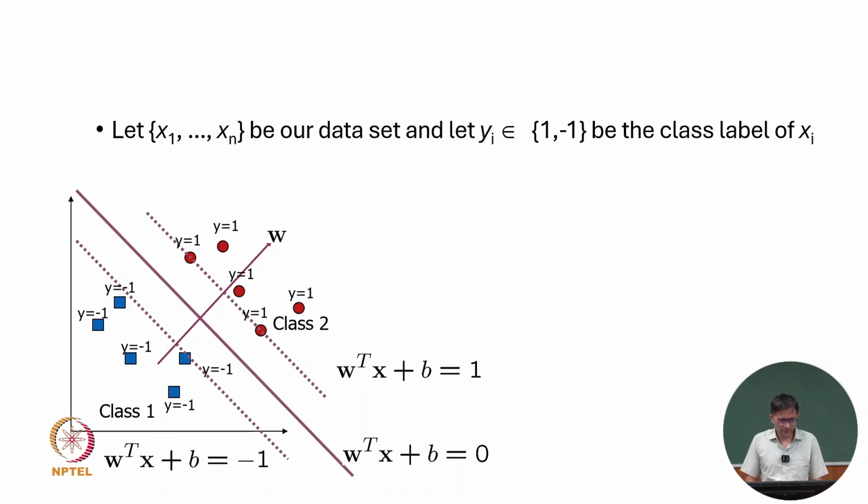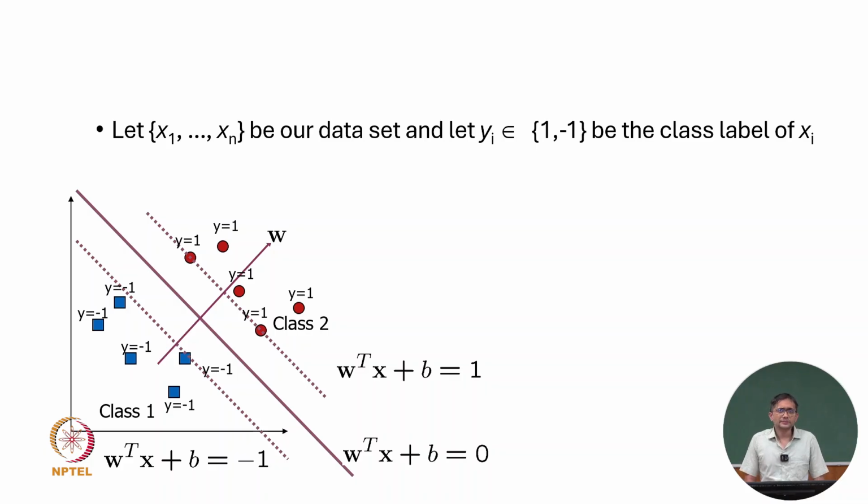So let's say we have our data x1, x2, xn, and let's say we have the class labels either +1 or -1 for each of these xi. Okay, so let's say these red points are y equal to 1, and the blue points that you are seeing here are y equal to -1. Now we have this hyperplane that satisfies the equation wtx plus b is equal to 0.